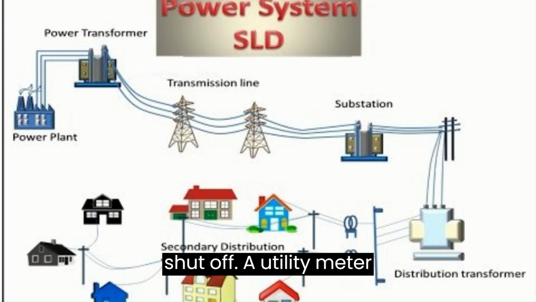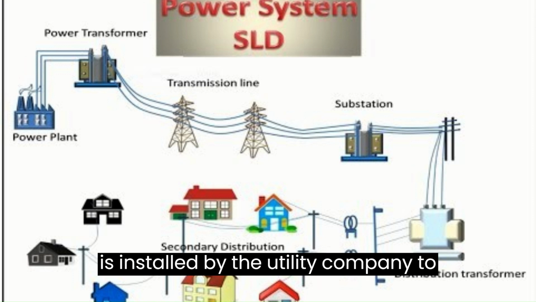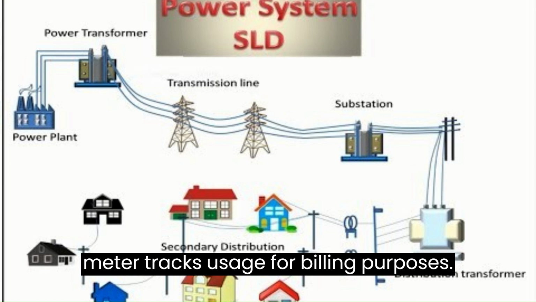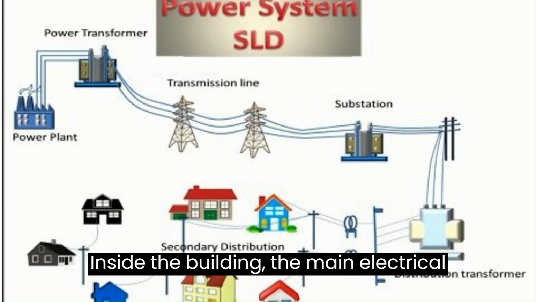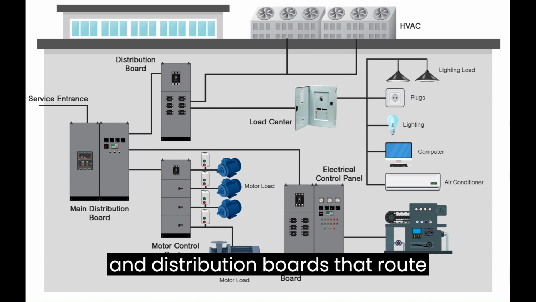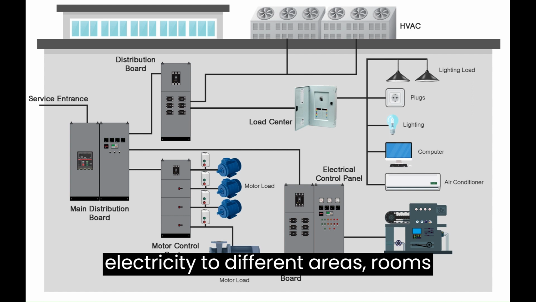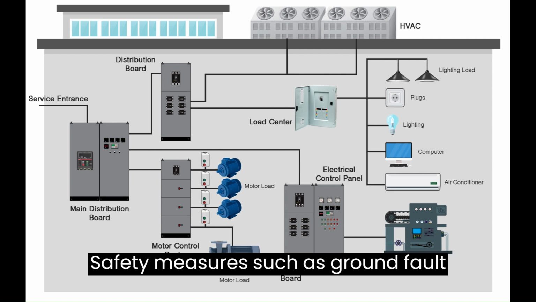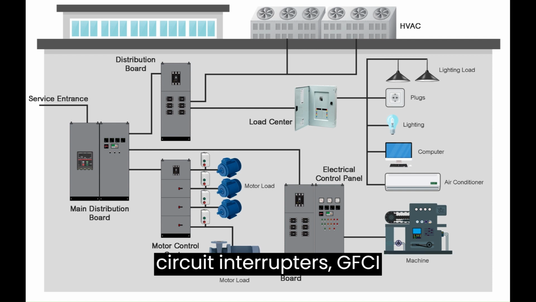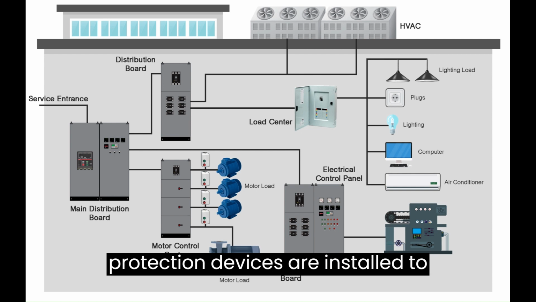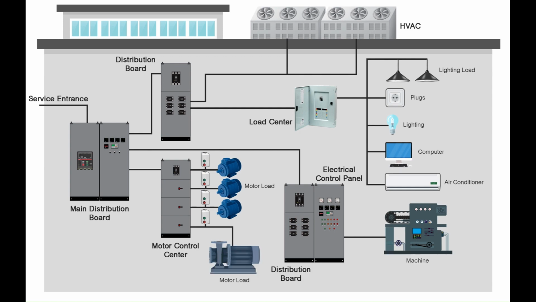It also contains the main disconnect switch that allows the entire building's power to be shut off. A utility meter is installed by the utility company to measure the amount of electricity consumed by the building. This meter tracks usage for billing purposes. Inside the building, the main electrical panel is connected to various circuits and distribution boards that route electricity to different areas, rooms, and electrical devices. Safety measures such as ground fault circuit interrupters, GFCIs, surge protectors, and overcurrent protection devices are installed to prevent electrical hazards like shocks, short circuits, or overloads.